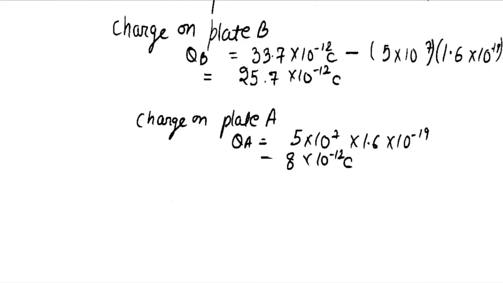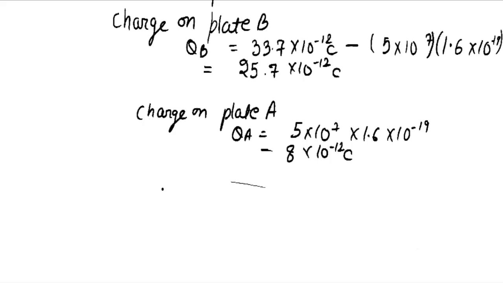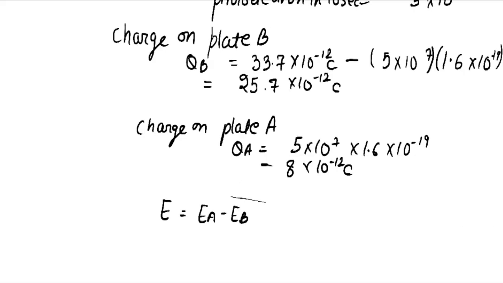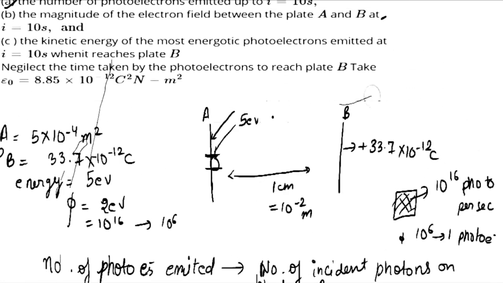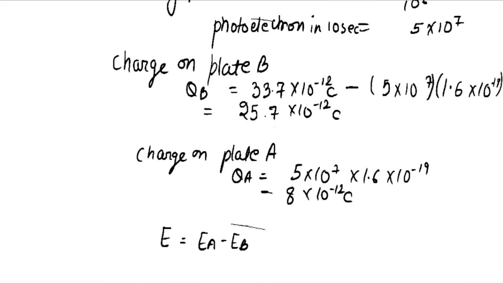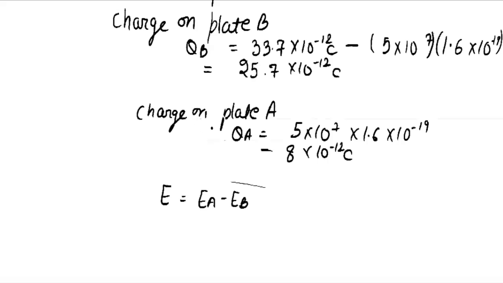So for the final E, E equals EA minus EB. This is because this plate is positively charged and this plate gives its negative electrons to this. So the electric field due to this plate is EA in this direction and EB in this direction. These are opposite to each other, so we have to take the resultant.